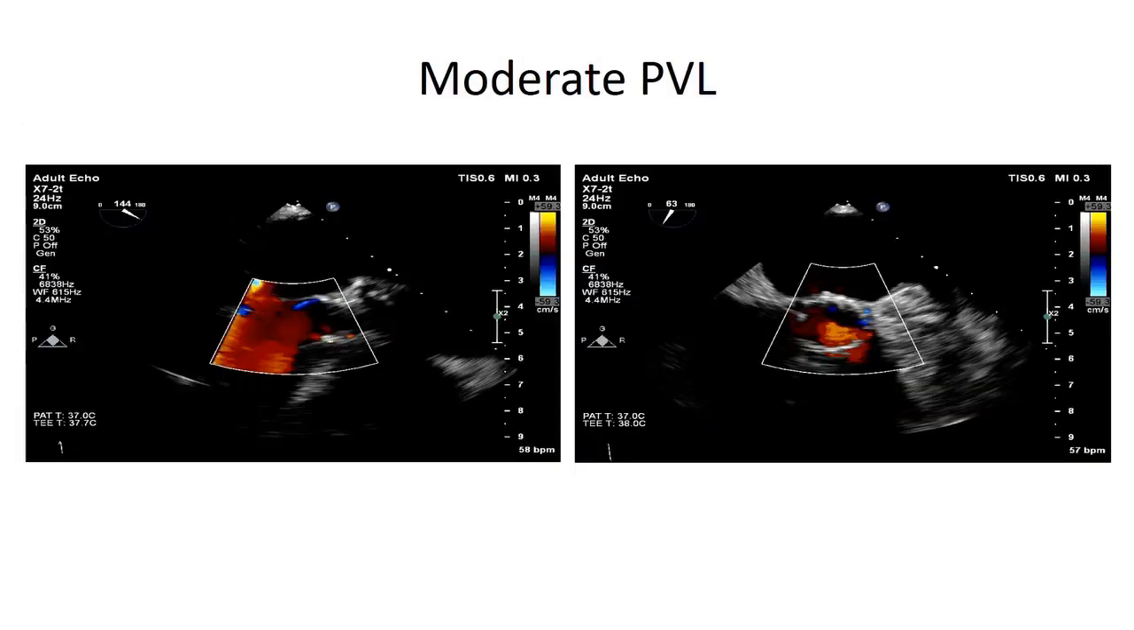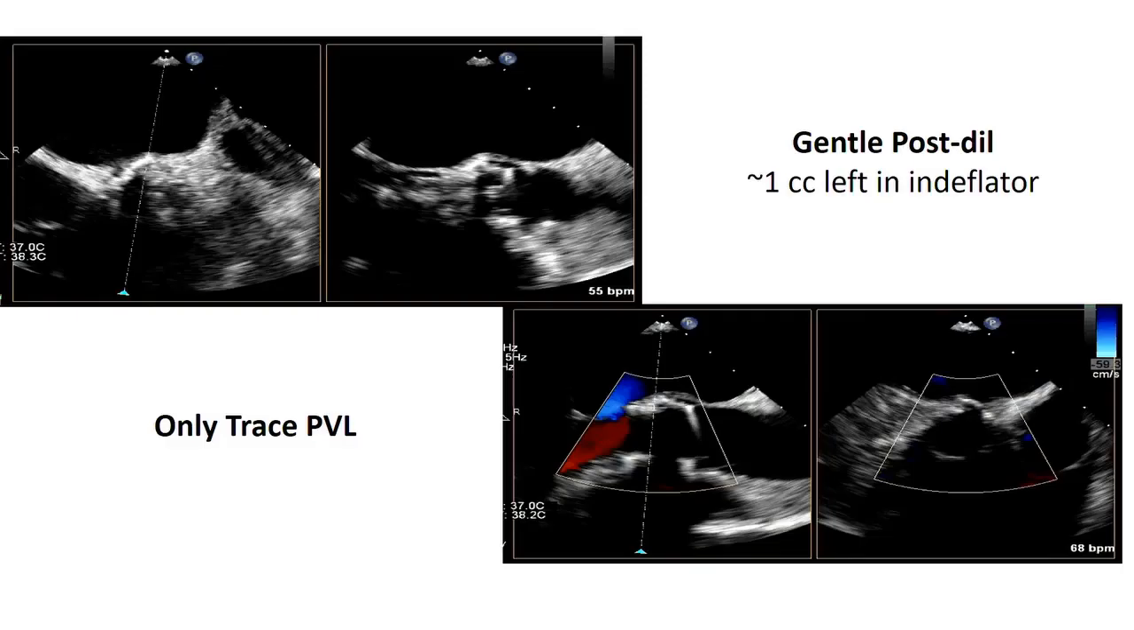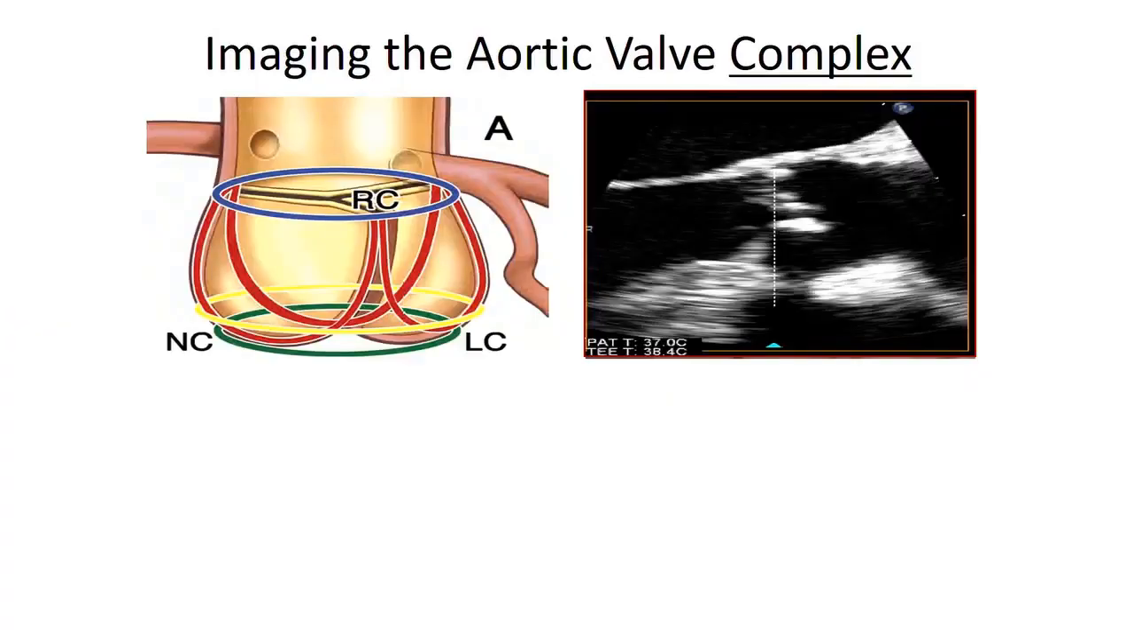But sometimes we do see moderate PVL, and again, the echocardiographer in the room will tell us, you're not done yet, because we know that PVL can be associated with grave outcomes. So we do post-dilatation, and then we're getting only trace PVL that is acceptable, and then we are happy with the procedure and we can move on.